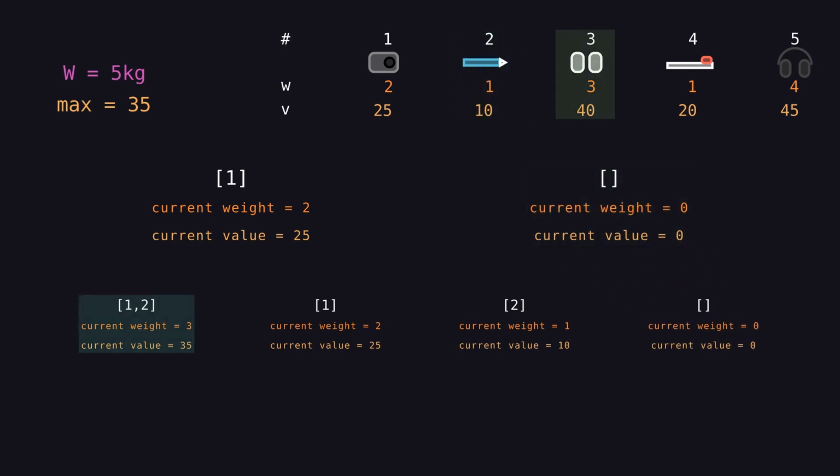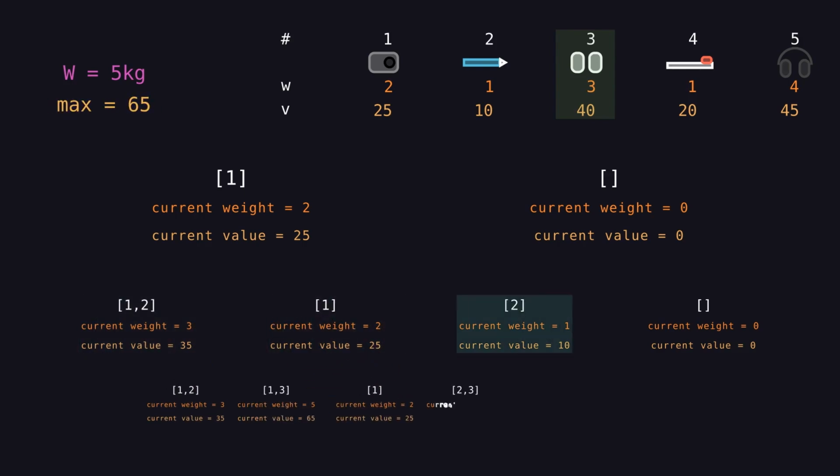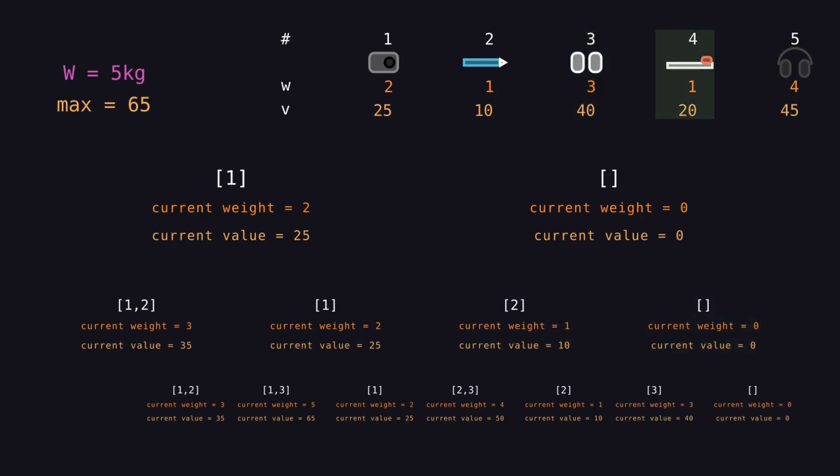If any combination of items exceeds the weight limit, such as this one here, discard it. It's not a potential solution. And keep going until you've built every possible combination of items. The solution is the maximum value seen in any combo which doesn't exceed the weight limit.